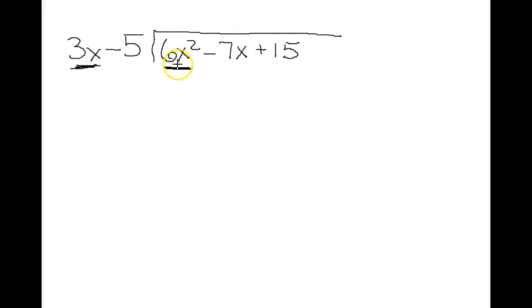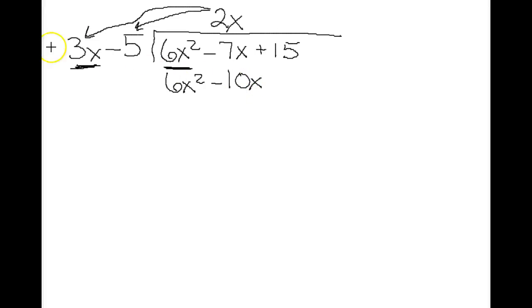Remember, we always look at this first term. So how do I get 3x to become 6x squared? Well, 3 to become 6, I know I multiply by 2. And x times what will give me x squared? X times x. So then, multiply 2x times each of these. 6x squared minus 10x. Remember, this is the major error point for people.